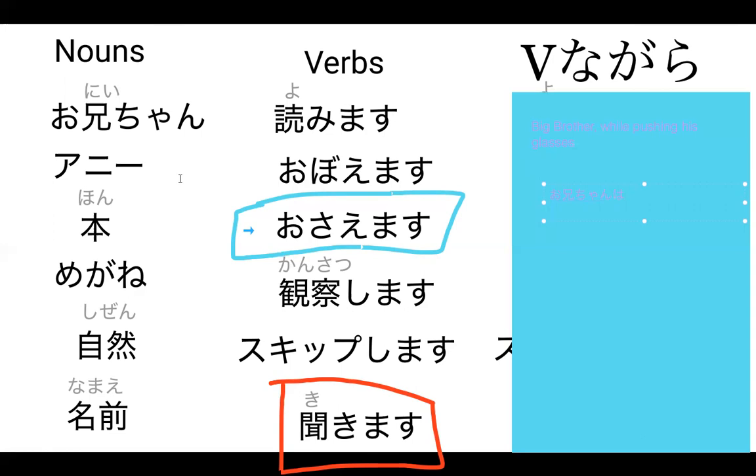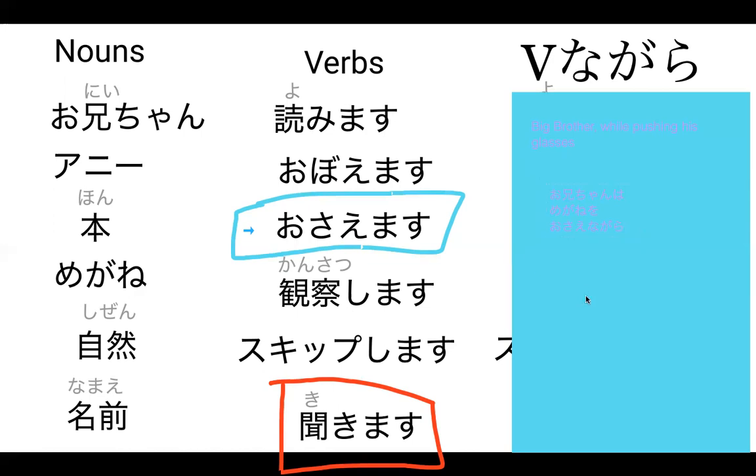So megane, what does that mean? Megane means glasses. And what particle would go with glasses? Are the glasses doing the pushing, or are they being affected by being pushed? They're being affected. So it'd be o. Yes. And what is the verb? It is osai. Yes. And then we add what to that? Nagara. So the phrase I want you to say was Oni-chan wa megane o osai nagara, which means big brother while pushing his glasses.